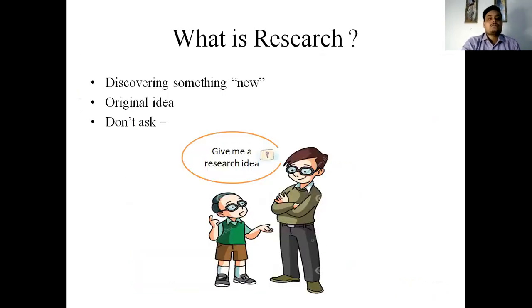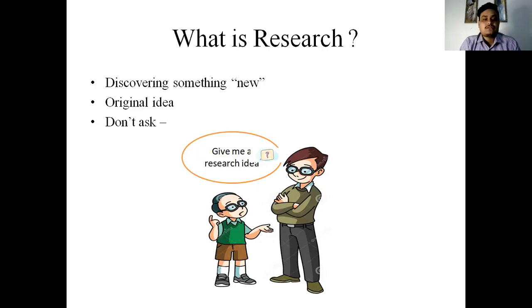Now, when we talk about research, the very basic concept is that it is something new you are discovering, because the original idea evolving from your mind will go to the literature, and help society and the upcoming generations to learn more about that particular thing. This particular diagram, or you can say animation, shows that a student says, give me a research idea, and asks the teacher, is it good?